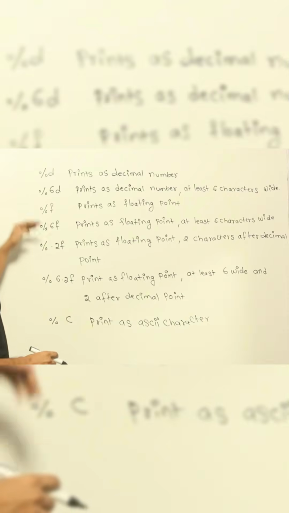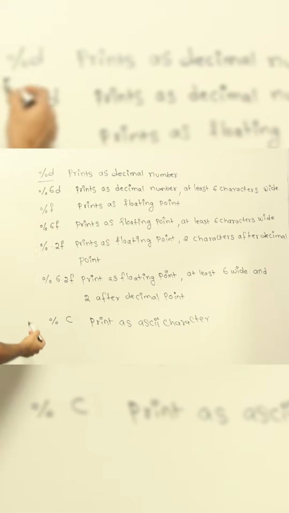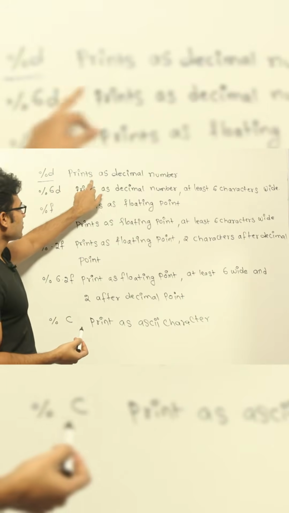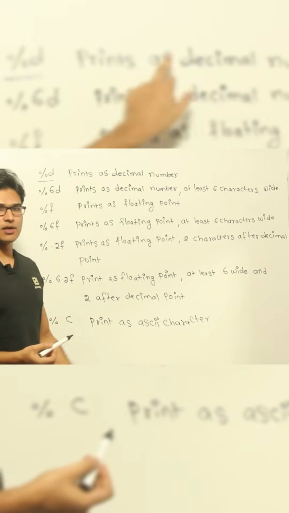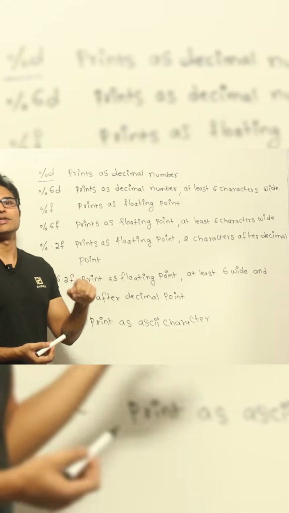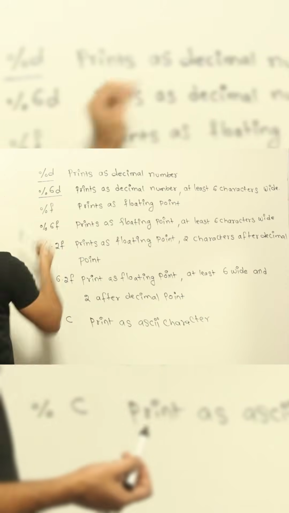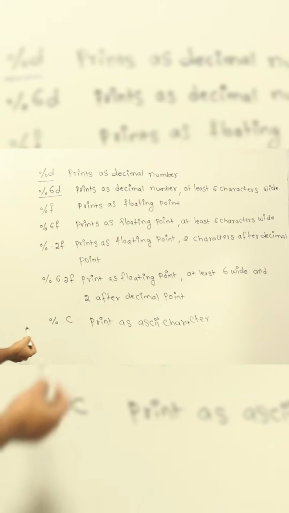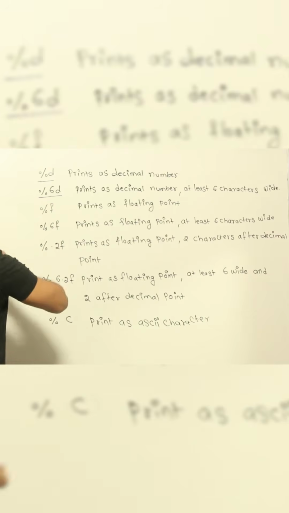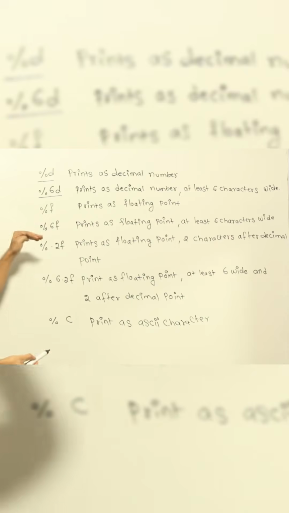Now let's see how all the format specifiers are going to work here. If you write %d, it will print the variable as a decimal number. It will take the bits present in the variable and interpret them as a decimal number, and print it on the output screen. Now if you have %6d, it is going to do the same thing, but it will try to make sure that the output is displayed in at least 6 characters.